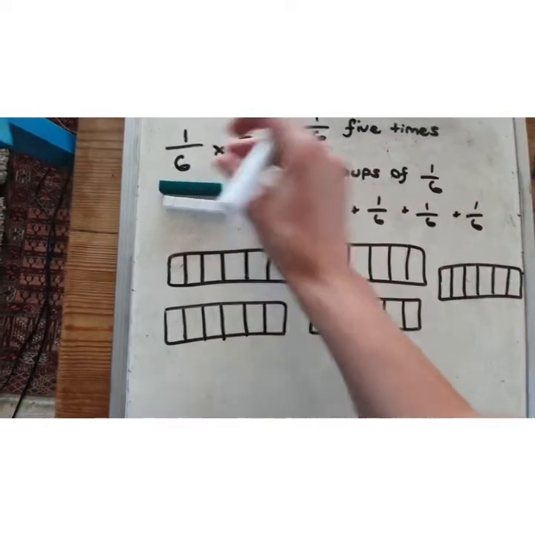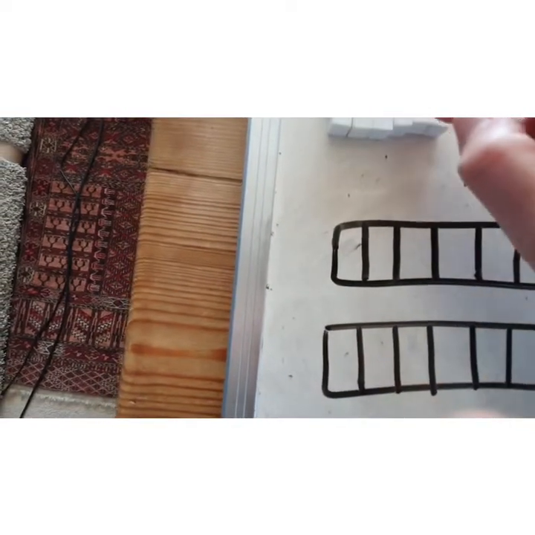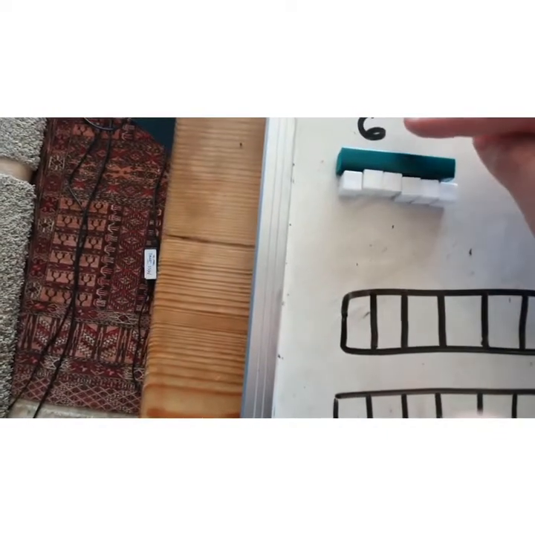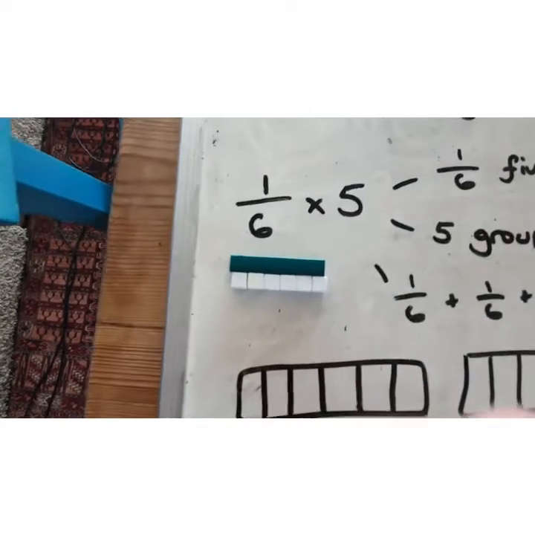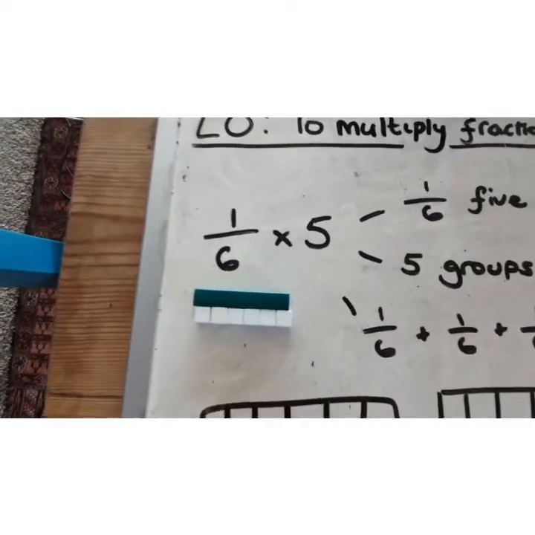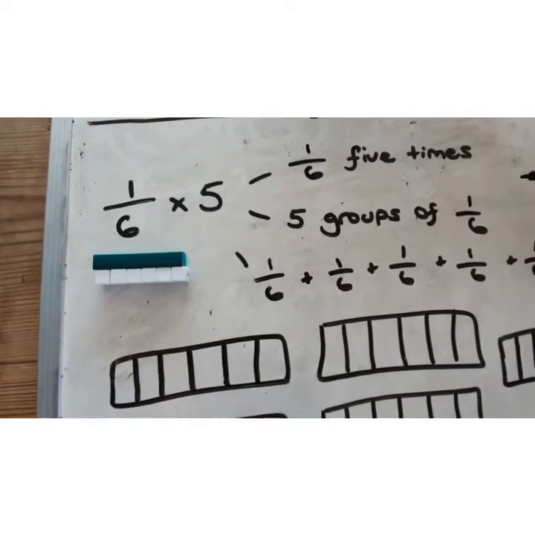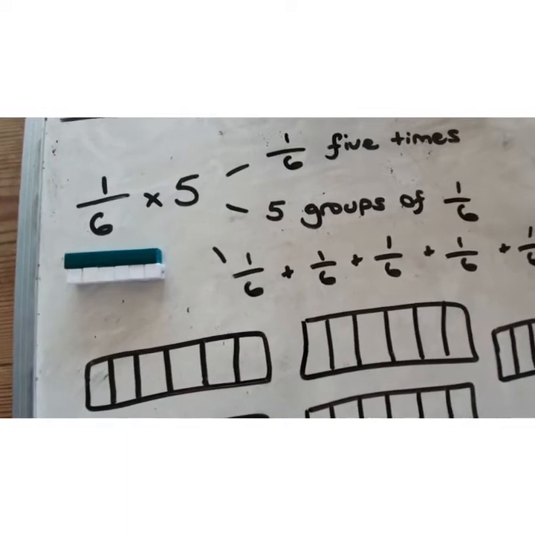So here is my whole, and here are my sixths. 1, 2, 3, 4, 5, 6. We know that 6 sixths make 1 whole. So 1/6 times 5, there's 3 different ways we could say this. We could say that's 1/6 5 times. We could say that's 5 groups of 1/6.